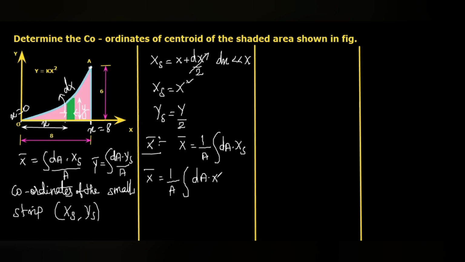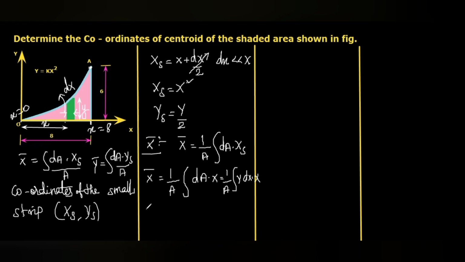And then here you can see, now substitute the value of dA. The dA equal to y dx. We know the dA value, 1 by A, dA equal to y dx. So y dx multiplied with x. Now substitute the value of y, which is equal to 6 by 64 x square.